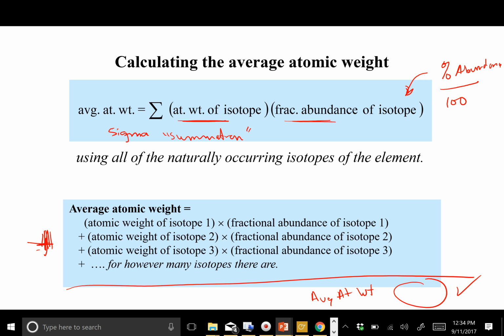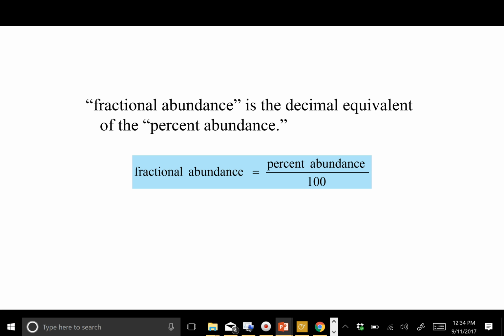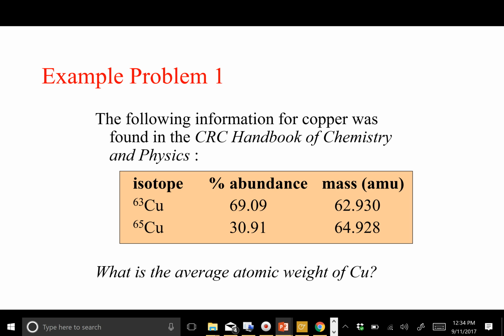All right. Let's do this thing. Yeah, I guess I did input it. So fractional abundance, you're usually given percent abundance, which is parts per 100. To get parts per 1, you divide by 100. Well, here we go. We're going to go ahead and knock this out.